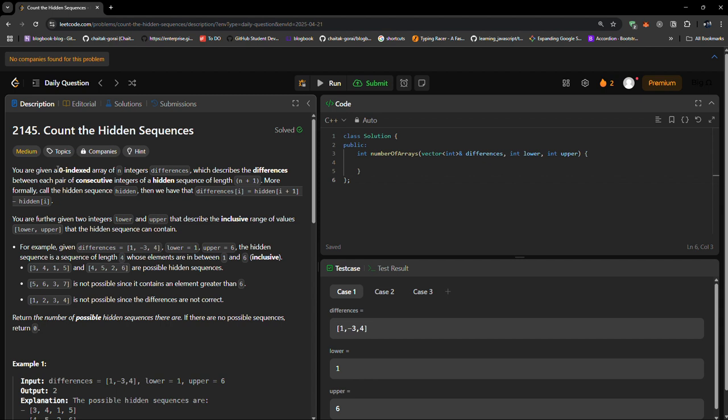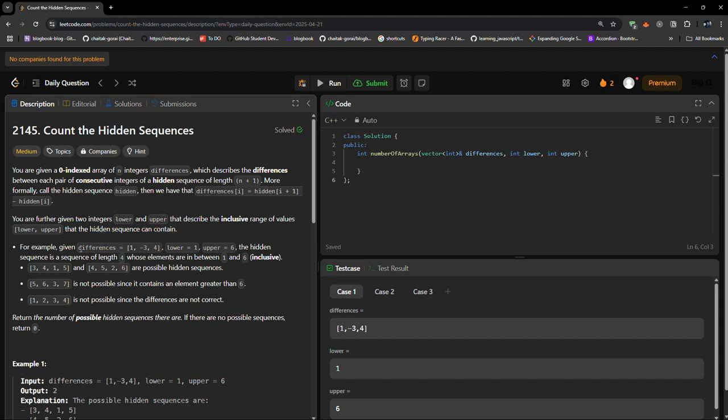We are given a zero indexed array of n integers. These integers will be the differences of two consecutive elements of a hidden sequence of length n plus 1, right? So let us assume this hidden sequence is called hidden. Then differences of i will be hidden of i plus 1 minus hidden of i, right? Also we are given some upper and lower limit. This upper and lower limit applies to each number of the sequence, right?